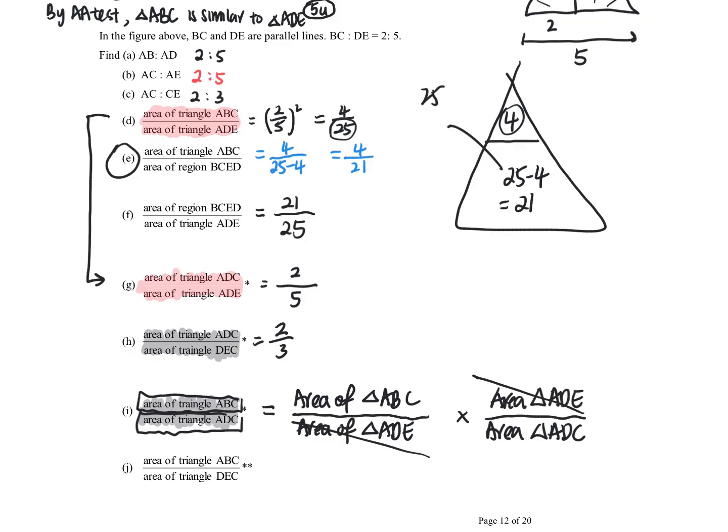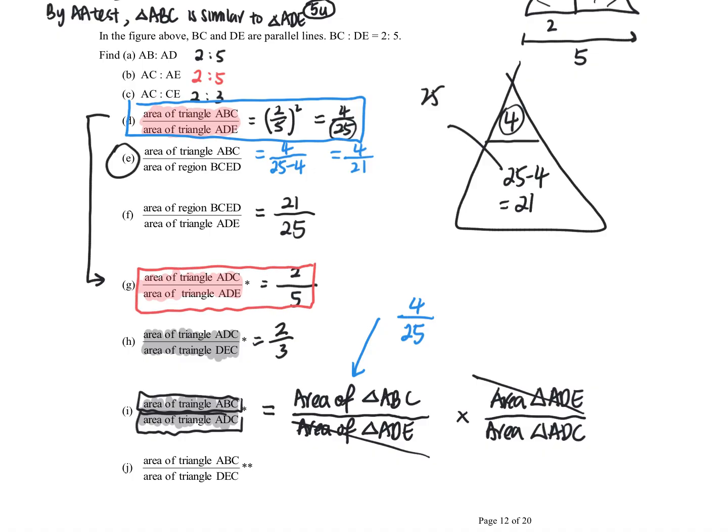Can you see this ratio? I can get from here. ABC and ADE is 4 out of 25. Okay, but this one, ADC and ADE, I want the opposite. So this one, instead of 2 over 5, is 5 over 2. So they just want you to multiply these two. Press the calculator, and then your answer will give you 2:5.